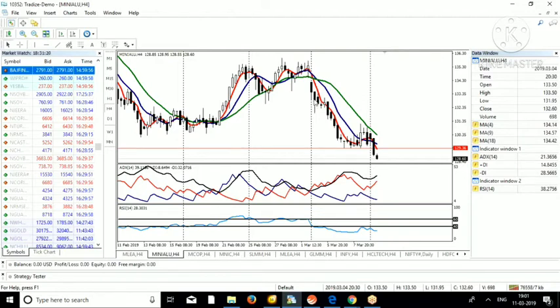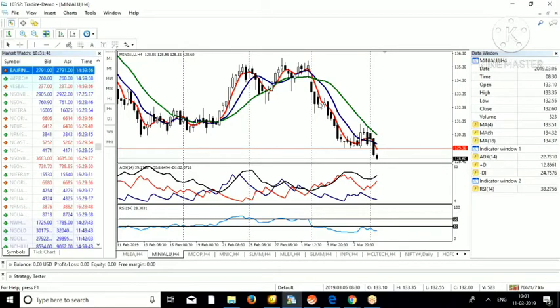I've taken mini lot also and I've taken a big lot also. So you can divide also, take mini lot and a big lot, or you can take only mini lots. Okay, so I've taken both the big lot as well as the mini lot. All right, so now if you see, we had sold this at 133.1 because there was a confirmed selling signal.